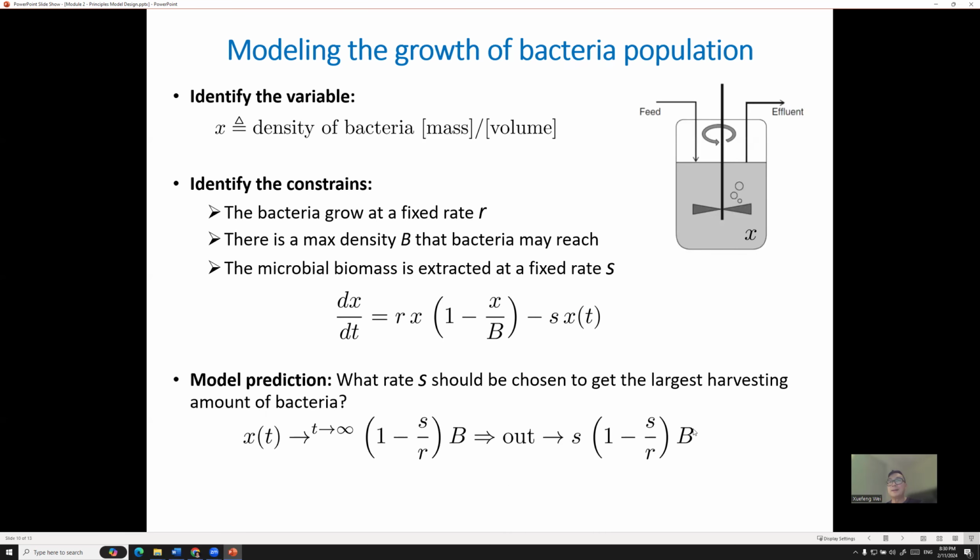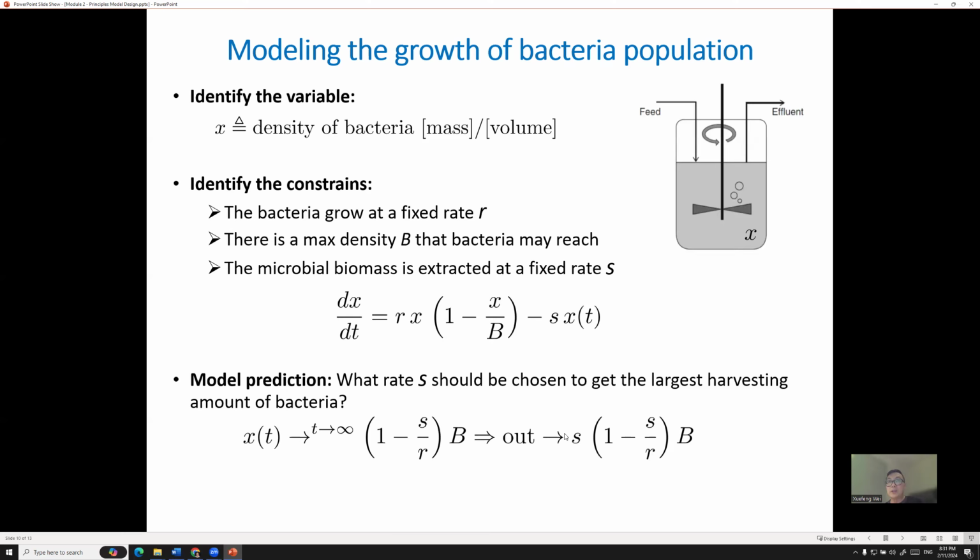So how to maximize this? If we want to maximize this, what is this? S is, in this case, the variable. You can see this is actually a quadratic function. You can draw the quadratic function, and you will see it's a concave function of S, and that there are two roots.